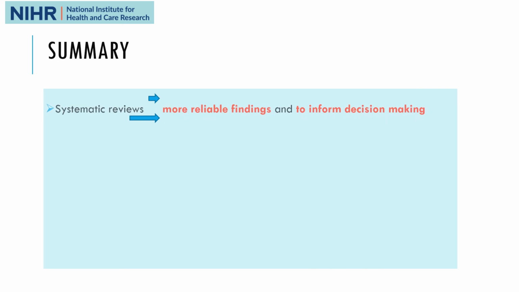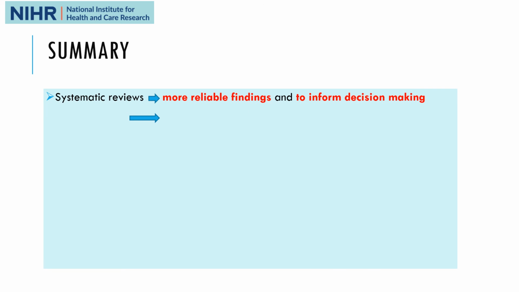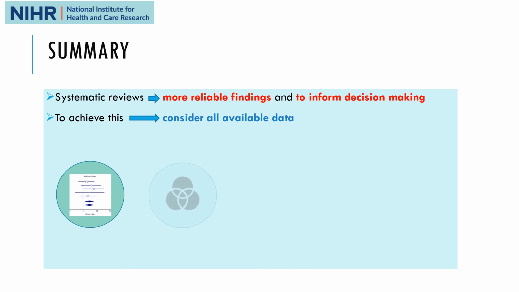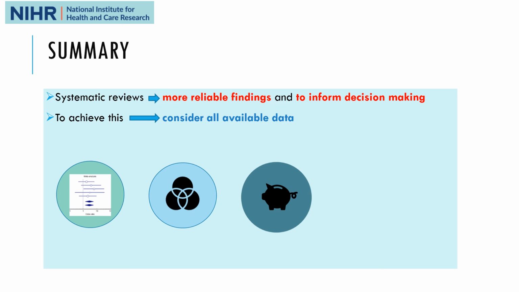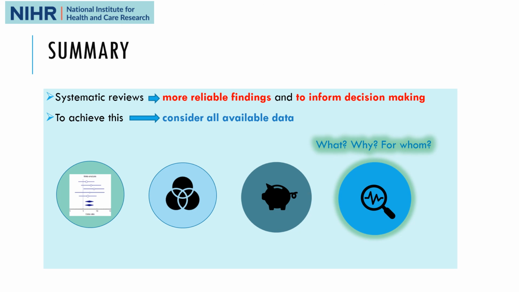So in summary, we perform systematic reviews to produce more reliable findings and to inform decision making. And in order to do this, it is best to consider all available data, so quantitative, qualitative, economic data, as well as process evaluation that demonstrates context, mechanisms and processes to draw conclusions about what works, why, and for whom.